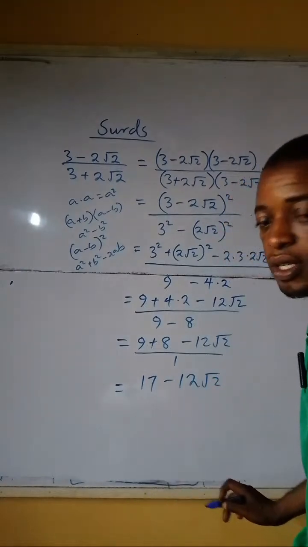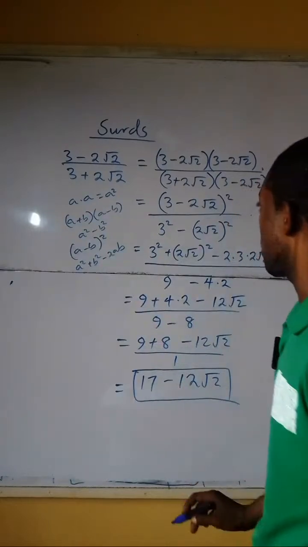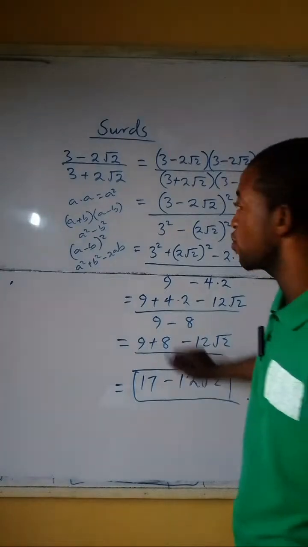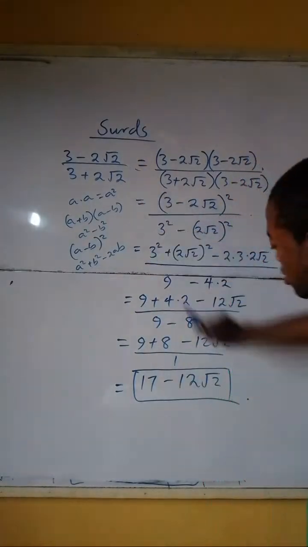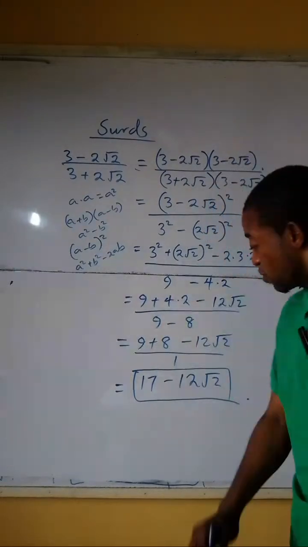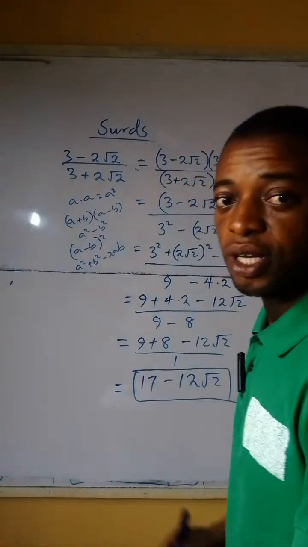So it's still the same thing as writing it as 17 minus 12 root 2. So therefore, we have the simplified form of this particular surd here to be 17 minus 12 root 2. Now, let's solve another one.